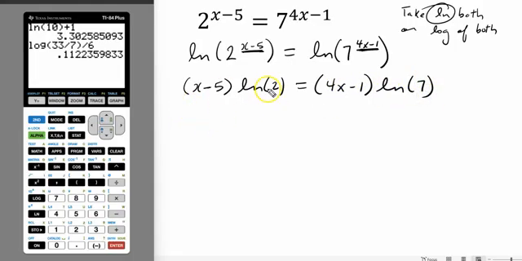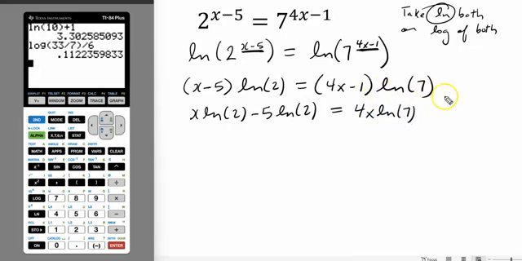Now I'm going to just distribute. So I'm going to multiply on this side the ln of 2 through. So I'm going to have x times ln of 2 then minus 5 times ln of 2. And I'm going to use the distributive property on this side. I'm going to multiply ln of 7 by each of those. So I'm going to have 4x times ln of 7. And then minus 1 times ln of 7, which is just that.